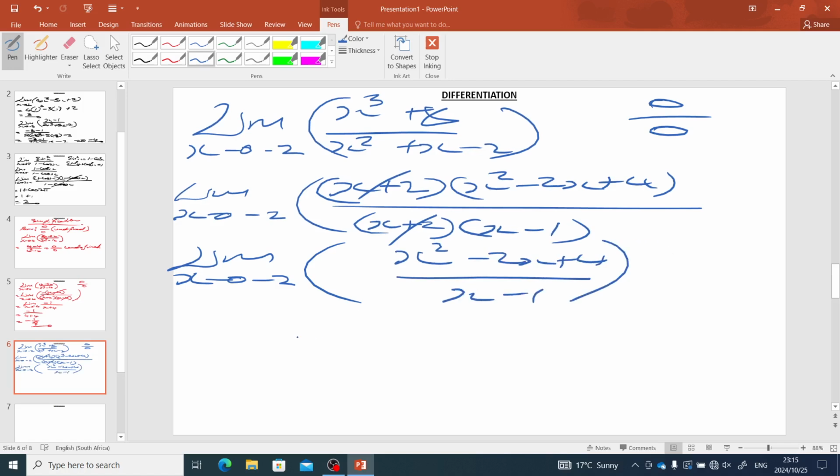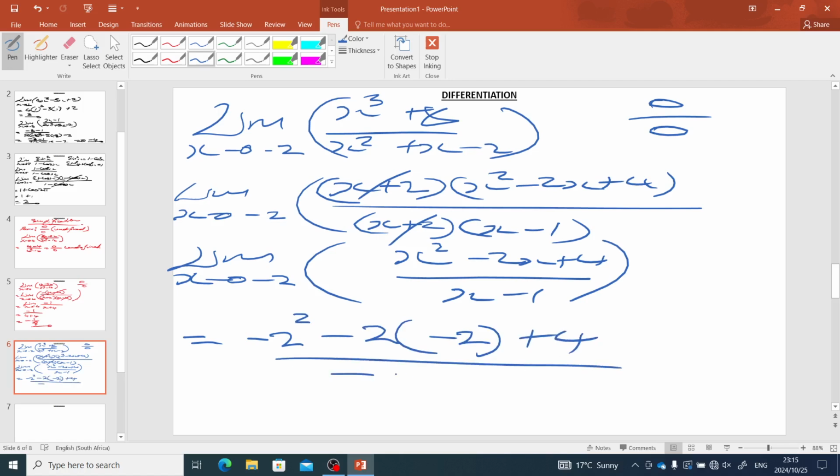Then from here you can do direct substitution. There's no need for you to simplify this one further. It will be negative 2 squared minus 2 times negative 2 plus 4, divided by negative 2 minus 1. Negative 2 squared will give us 4. Negative multiplied by negative will be positive, 2 times 2 is 4. It means on top we are having 4 plus 4 plus 4. It gives us 12 divided by negative 3. It means our answer here is negative 4.